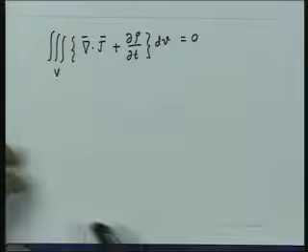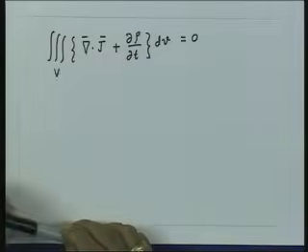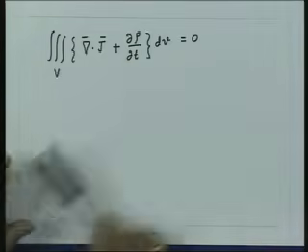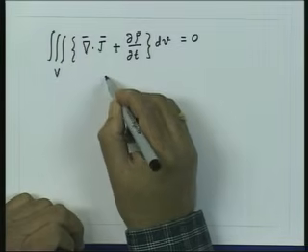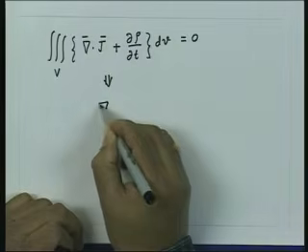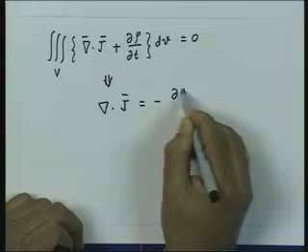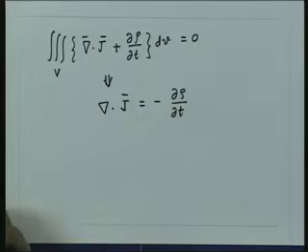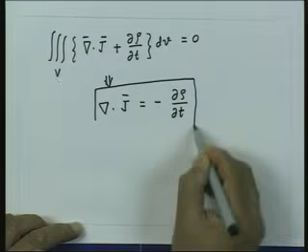And as we did in other equations, since this relation should be true for any arbitrary volume, this quantity must be identically 0. So, the integrand must be identically 0. So, from here essentially we get that del dot J is equal to minus d rho by dt. This equation is called the continuity equation.